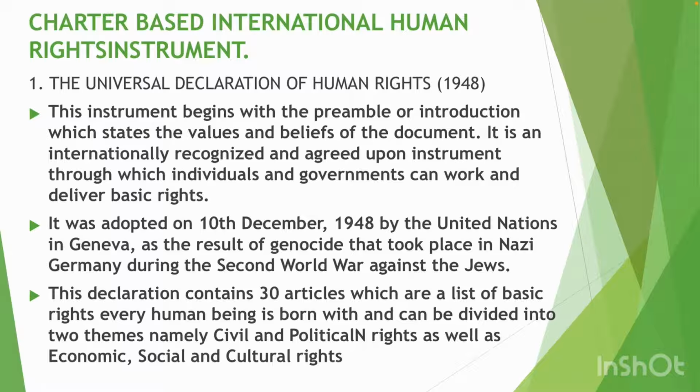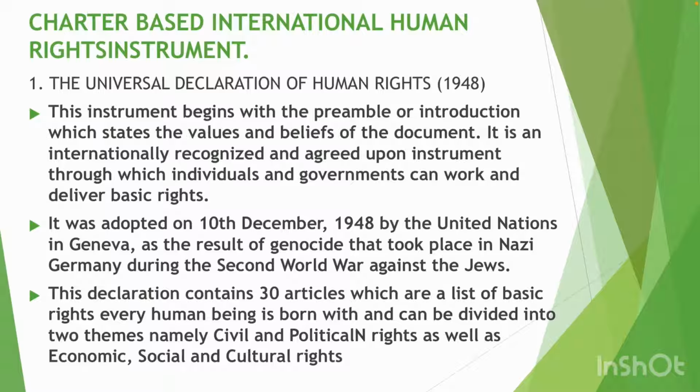Now, what led to the adoption of the Universal Declaration of Human Rights in 1948? There was the brutal killing of the Jews by Nazi Germany during the Second World War. The Jews were being killed. So the United Nations had to sit down and say, human beings are dying, so what can we do to save the Jews from this? They came up with rights. They said every human being has got rights: the right to life, right to education, and other things.